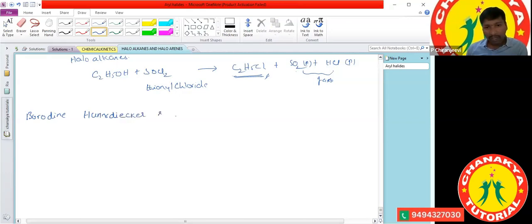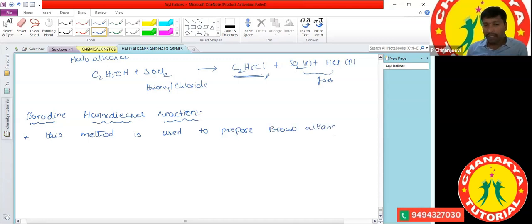Borodine Hunsdiecker reaction. By using the Borodine Hunsdiecker reaction, we can prepare bromoalkanes. This method is used to prepare bromoalkanes. Sir, how are we going to prepare the bromoalkanes?